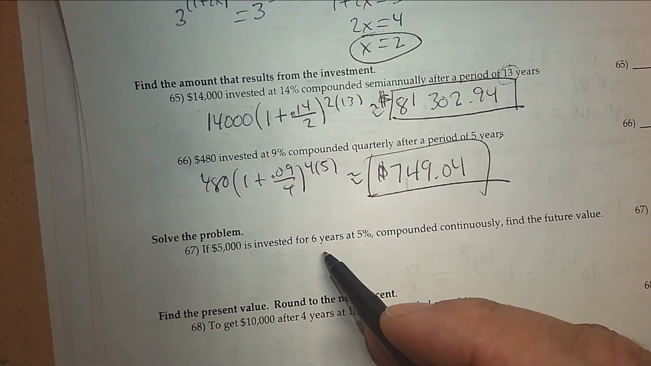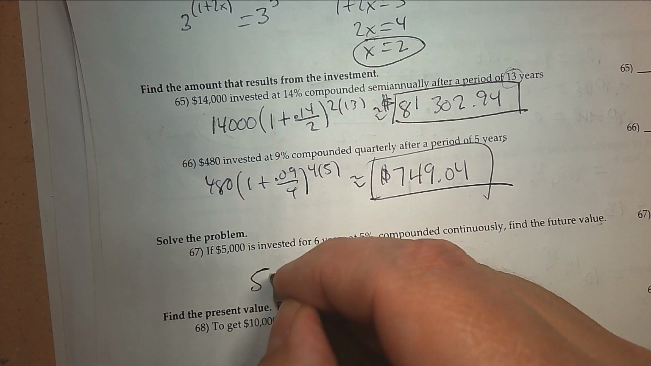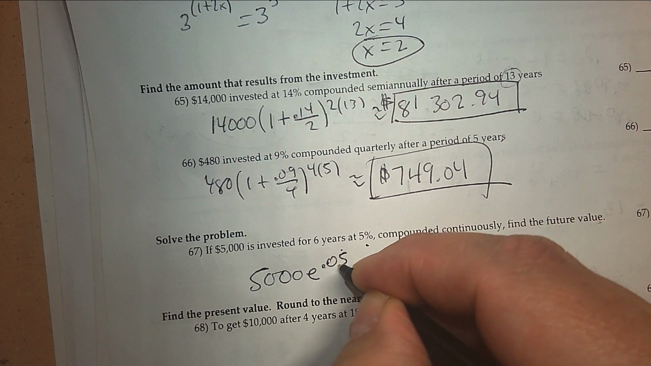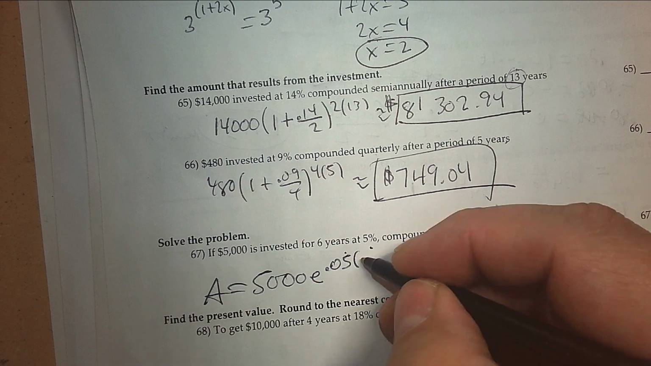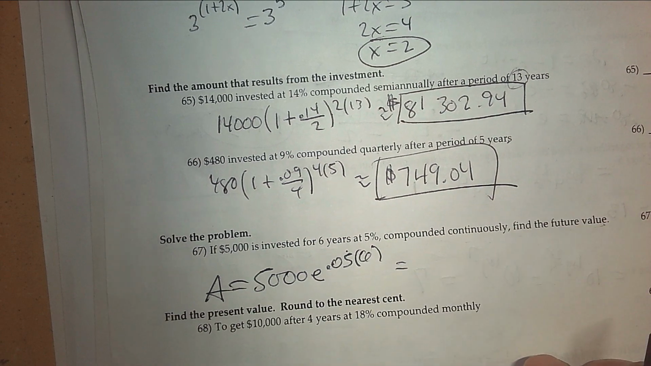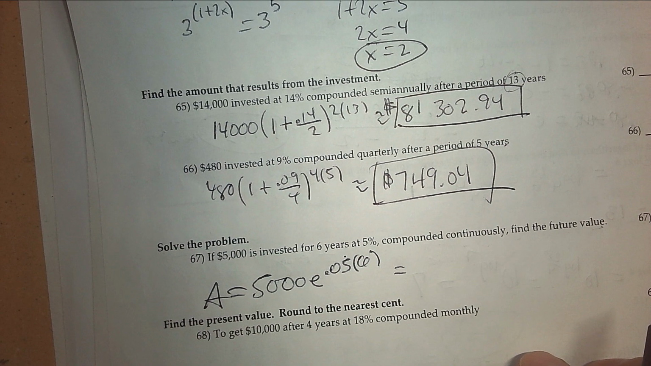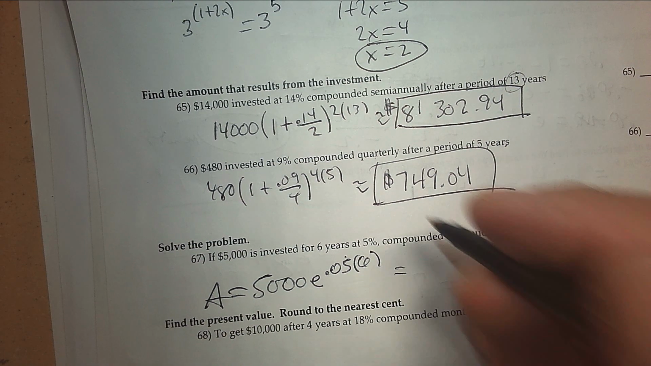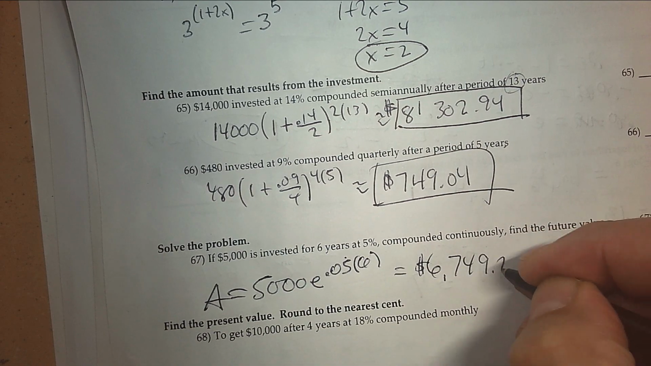$5,000 is invested for 6 years at 5% compounded continuously. So for compounded continuously, we're going to use PERT. And how many years? 6 years. So 5,000 times E to 0.05 times 6. And you get $6,749.29.